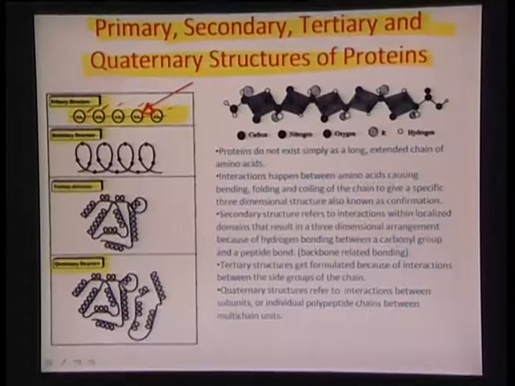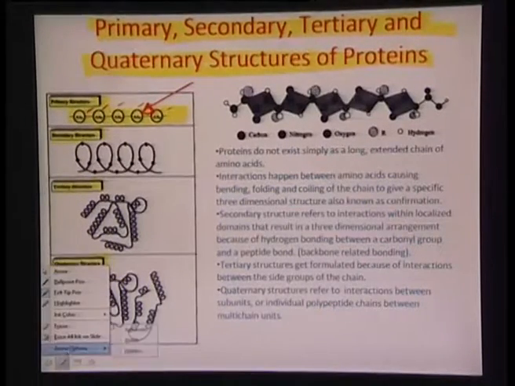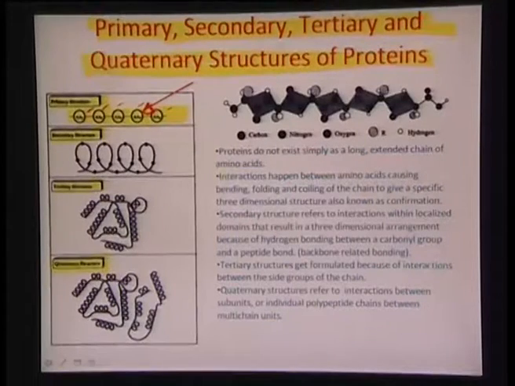Interactions between the amino acid chains cause the proteins to bend and fold, okay. So interactions between the amino acids cause bending, folding and coiling of these chains, and eventually what emerges is a specific 3-dimensional structure, known as conformation, as I have been discussing before. The secondary structure, as you can see here in this illustration, is formed within localized domains. Okay.